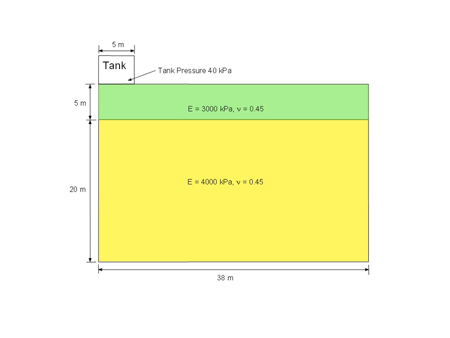Here's the profile we're going to model with Sigma W to determine the settlement of a circular water-filled tank. The upper 5 meters of soil have different properties than the underlying 20 meters. The tank is 10 meters in diameter with an applied pressure on the ground when the tank is full of 40 kPa.